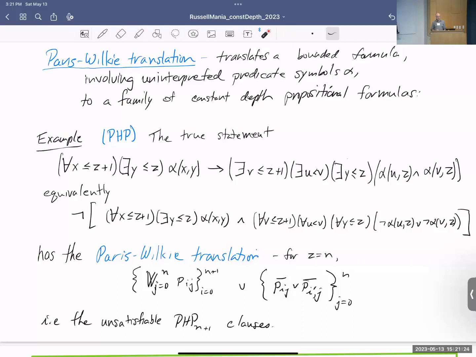Right? What happened to the for alls? Where did they go? They vanished. Why did they vanish? They became ands, and then they became separate clauses, right? So we're proving a refutation from a set of clauses. So all the clauses are true at once, that's their and, right? And that's the Paris-Wilkie translation. Great place for a question, by the way.